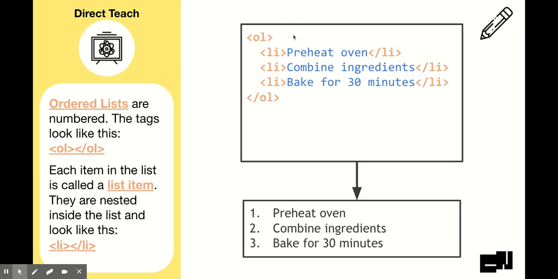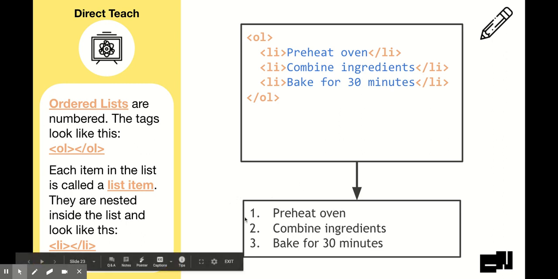It looks like we start off our list with an opening ordered list tag. We'll press enter and then maybe a tab, and we have our first list item, opening list item tag, closing list item tag, content in between. It looks like there are 3 list items here, and then we close it with an ordered list tag. And what it translates to is we have 1, 2, 3, and each of the content is following that number.